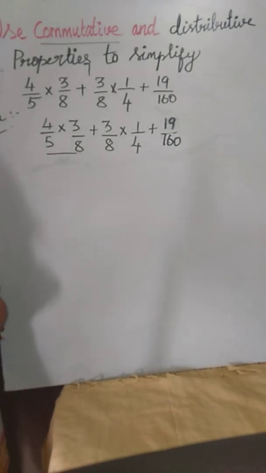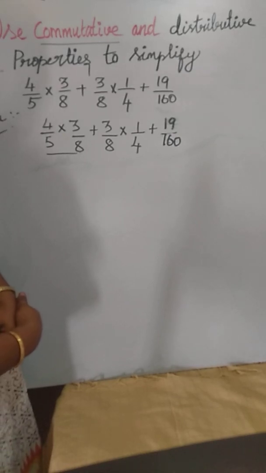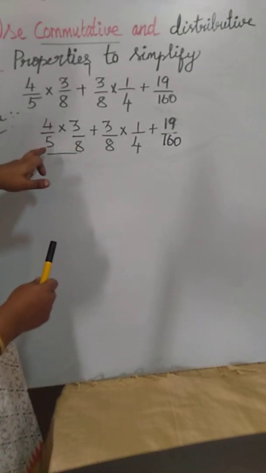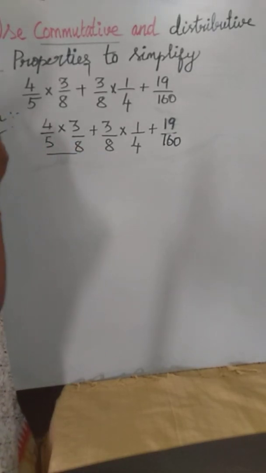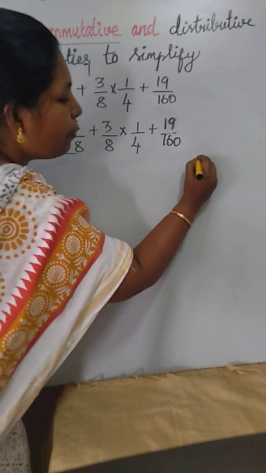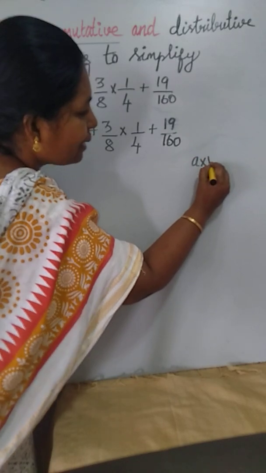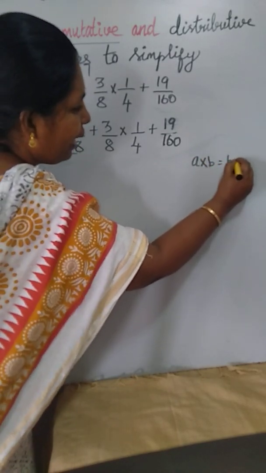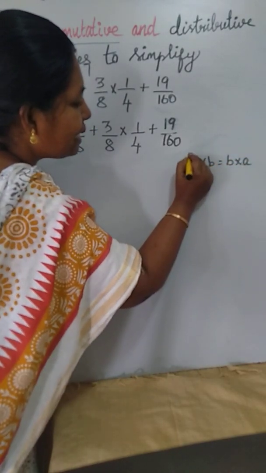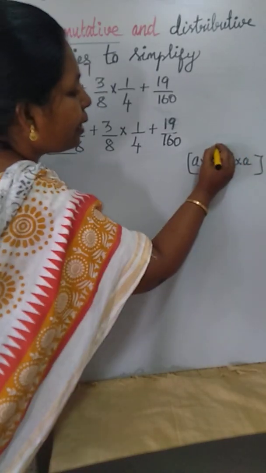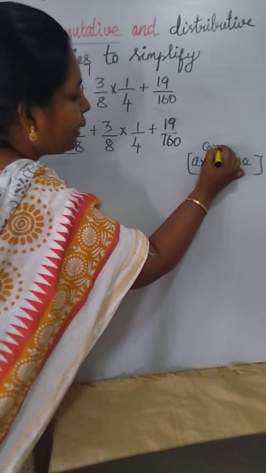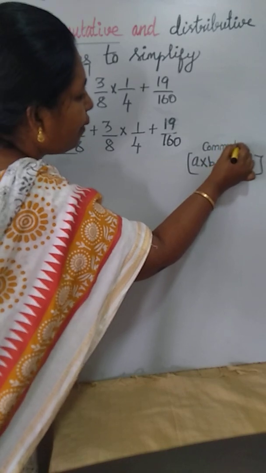Can you remember the commutative property in multiplication? Yes. So, we have to change the places in the commutative property. What does the commutative property mean? In multiplication, A into B is equal to B into A. We have to interchange the places. This is called the commutative property.